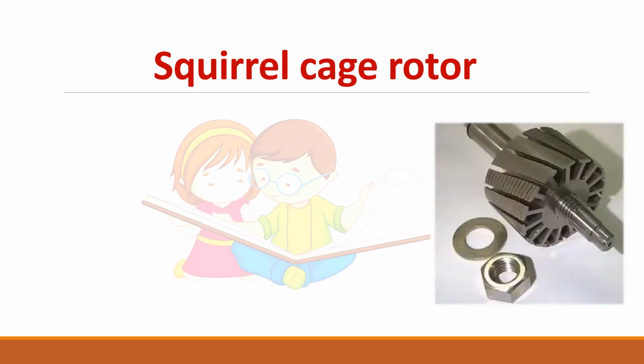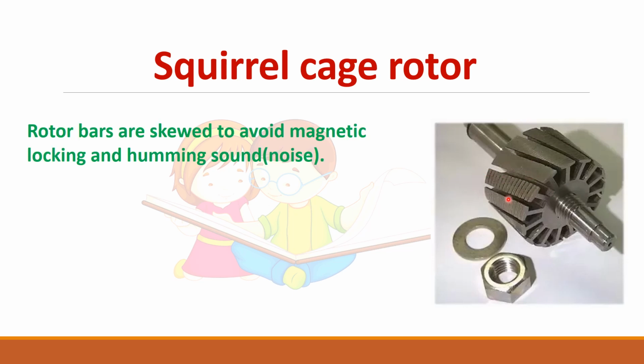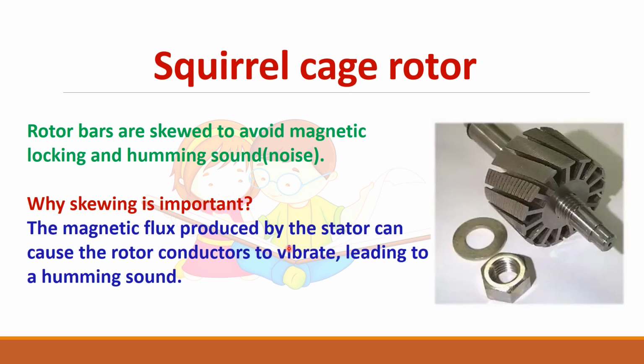If you see this picture clearly, the rotor is slightly skewed. This is done to avoid magnetic locking and humming sound. What is magnetic locking? Even though you give the supply, the motor may not be able to rotate because of the interaction between the stator and rotor flux. They get coupled together and the rotor will not be able to rotate. Instead it tends to vibrate. That condition is called magnetic locking, and because of that you will get some humming noise which can be avoided if you skew it.